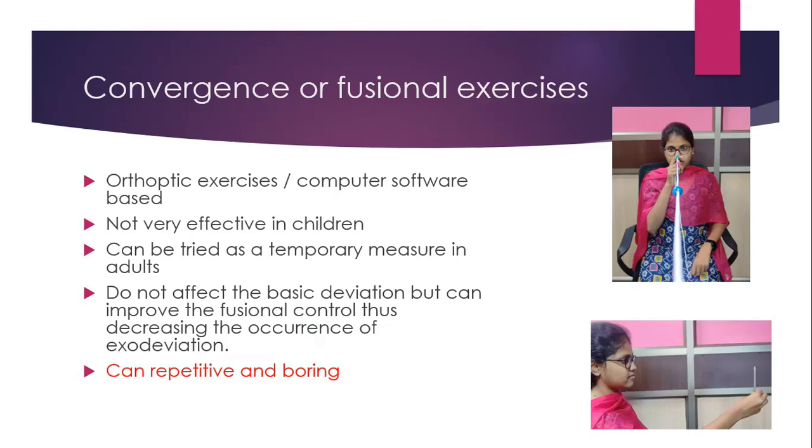So the second trial would be convergence or fusion exercises. These are orthoptic exercises or computer-based software, but these are not very effective in children. Why? Because they don't understand the exercises or they're not very used to doing it. But it can be tried as a temporary measure in adults. In some children above 8 years, we have tried, and they sometimes work. But this is only a temporary measure. It will only help us to increase the fusional control and not decrease the exodeviation. And moreover, they can be repetitive and boring over a period of time.